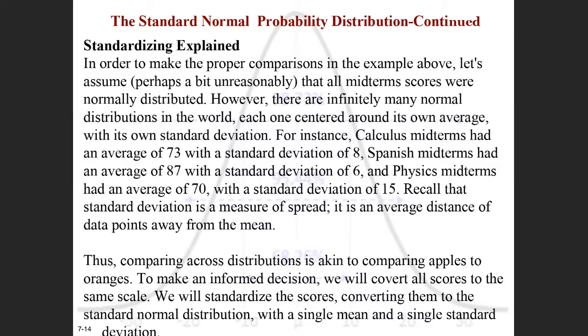So in this case, in the example of the grades, you assume, perhaps a bit unreasonably, that all midterm scores were normally distributed. However, there are infinitely many normal distributions in the world, each one centered around its own average with its own standard deviation. For example, calculus midterms have an average of 73 with a standard deviation of 8. Spanish midterms have an average of 87 with a standard deviation of 6. Physics midterms had an average of 70 with a standard deviation of 15.